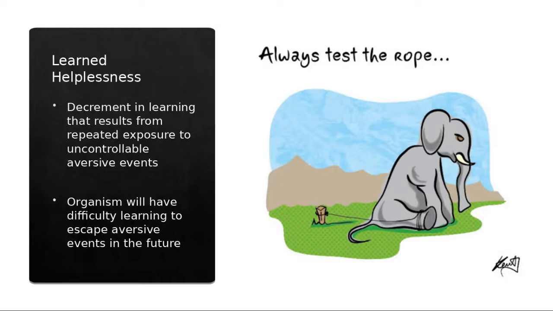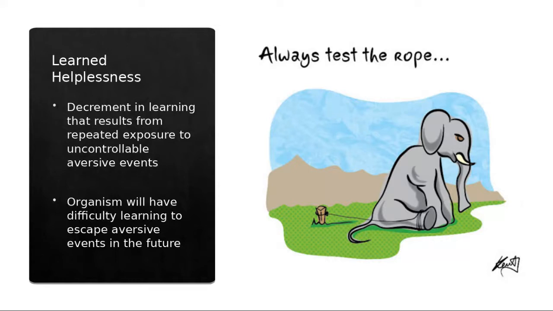So when you're faced with non-contingent punishment that's not based on your behavior, there are a few things that can happen. The first is learned helplessness. This is a decrement in learning that results from repeated exposure to uncontrollable aversive events.